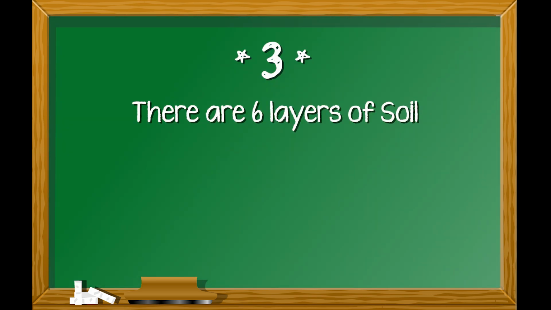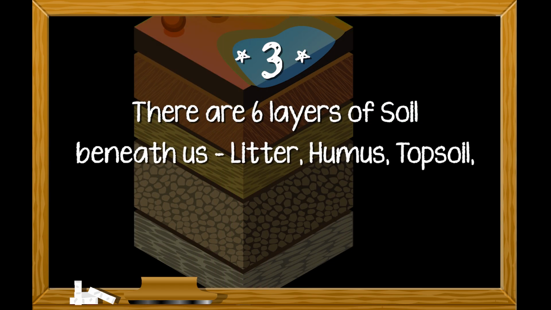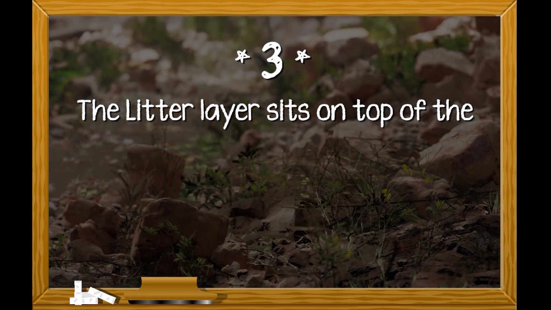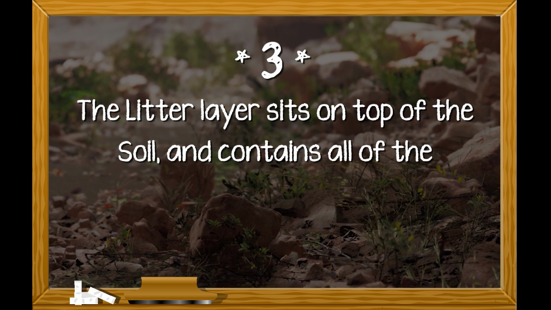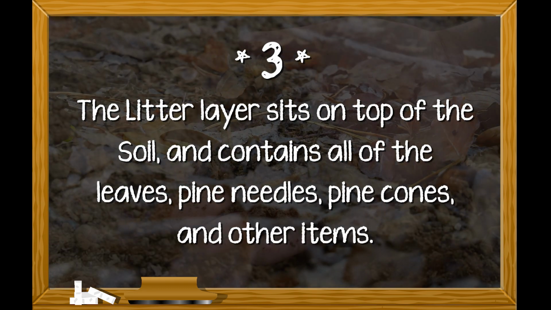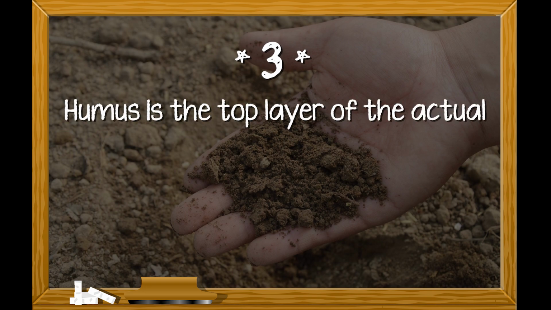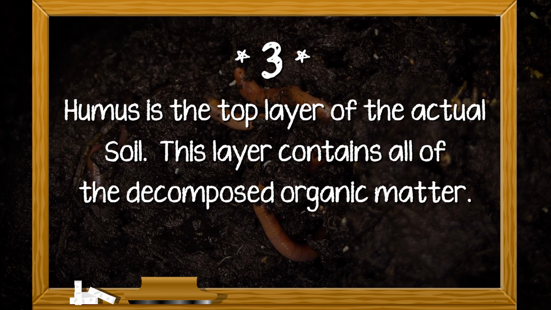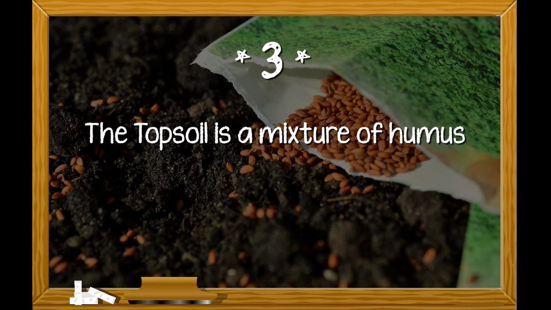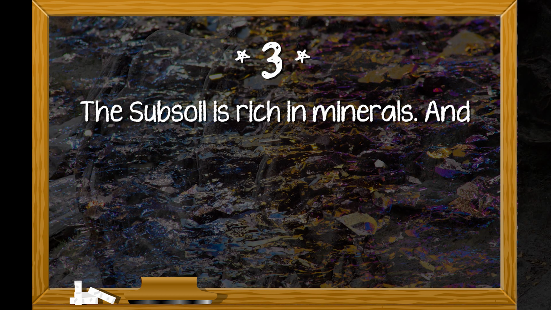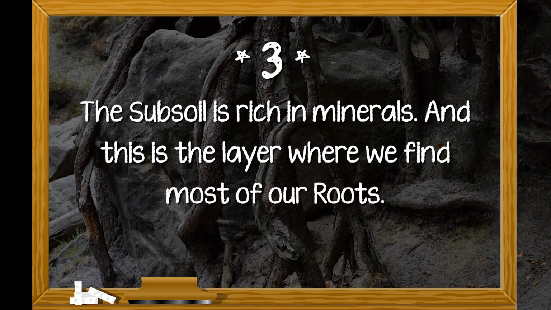Third, there are 6 layers of soil beneath us: litter, humus, topsoil, subsoil, parent rock, and bedrock. The litter layer sits on top of the soil and contains all of the leaves, pine needles, pine cones, and other items. Humus is the top layer of the actual soil. This layer contains all of the decomposed organic matter. The topsoil is a mixture of humus and minerals. The subsoil is rich in minerals, and this is the layer where we find most of our roots.